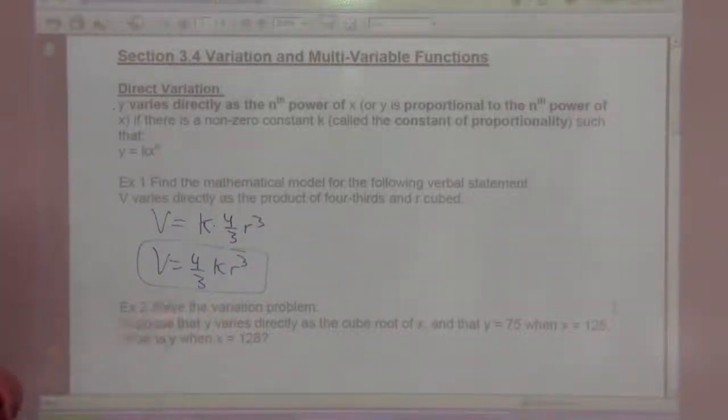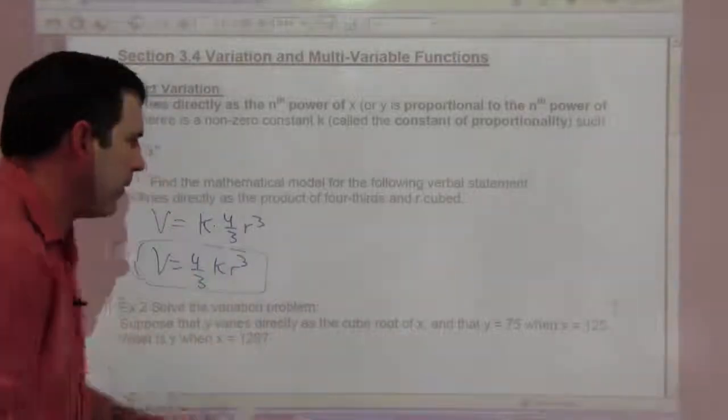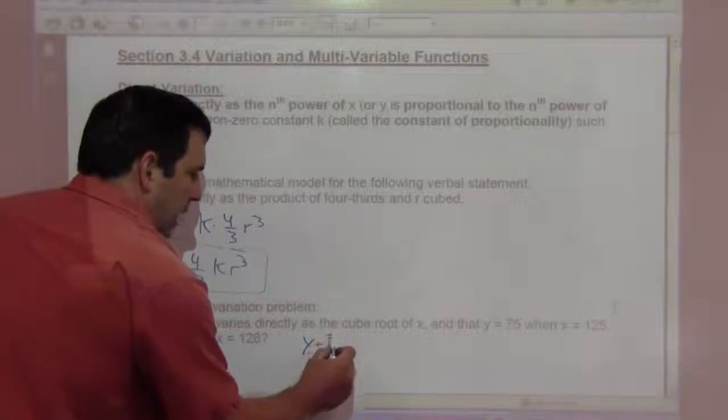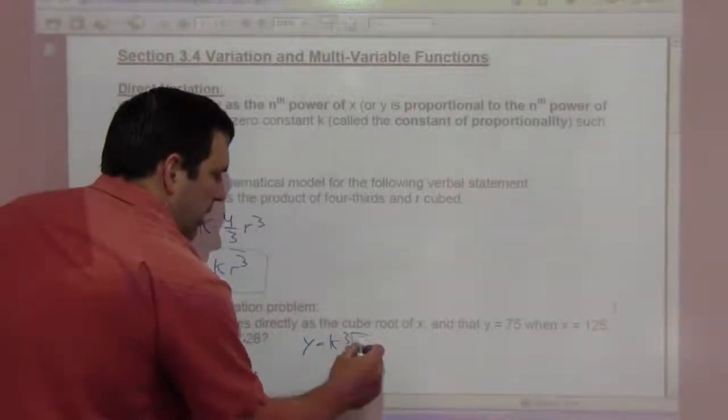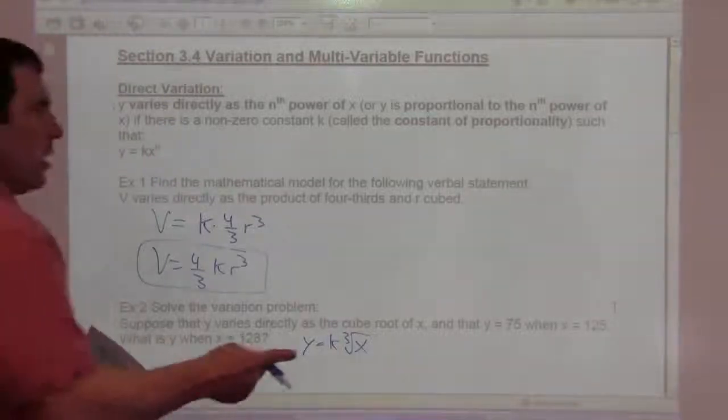Next one, solve the variation problem. Suppose that y varies directly as the cube root of x. So that means y equals k times the cube root of x. That's what those words mean. That translates directly. Then we have two cases.